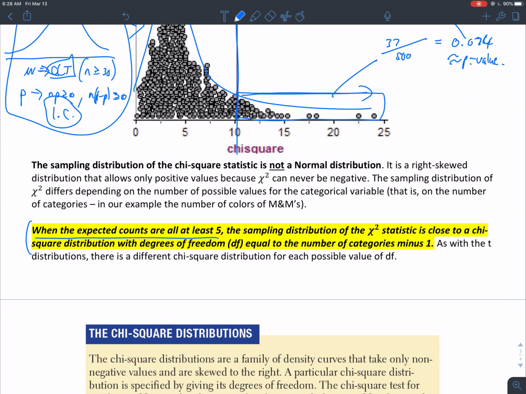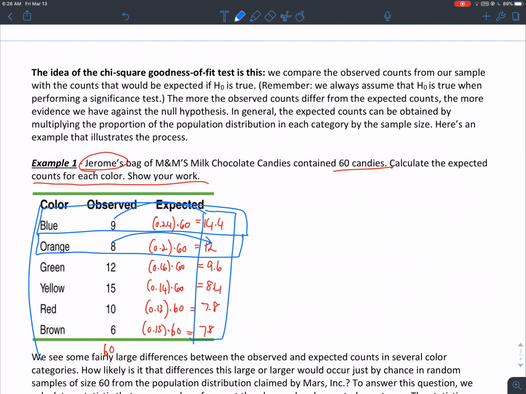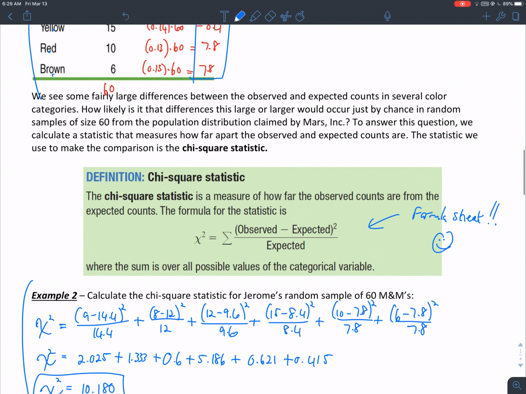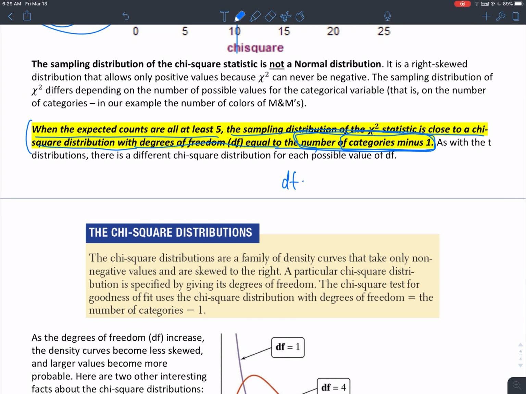When the expected counts are all at least 5, the sampling distribution of the chi-square statistic is close to a chi-square distribution, with degrees of freedom equal to the number of categories minus 1. What does number of categories minus 1 mean? It's this. How many colors were there? Blue, orange, green, yellow, red, brown. 6 categories, 6 values of my categorical variable. And so for us, our degrees of freedom would be 6 minus 1, which is 5. The 6 is the individual colors in our scenario.